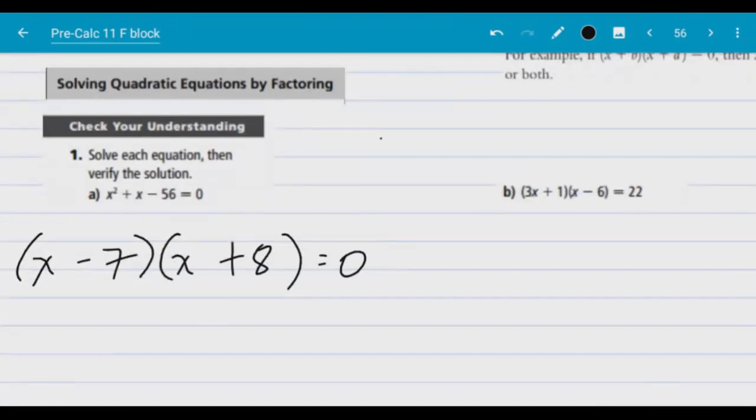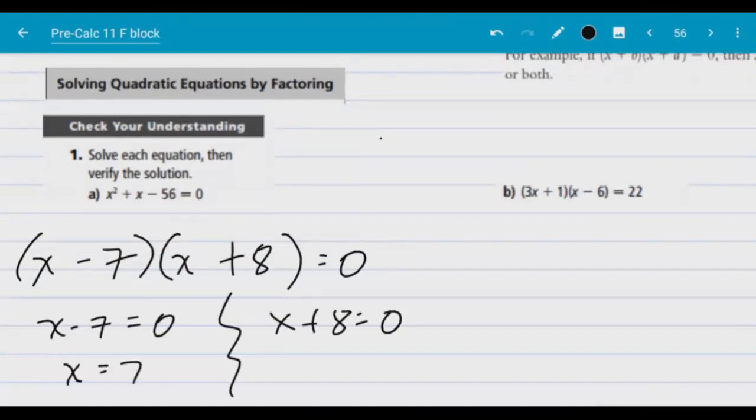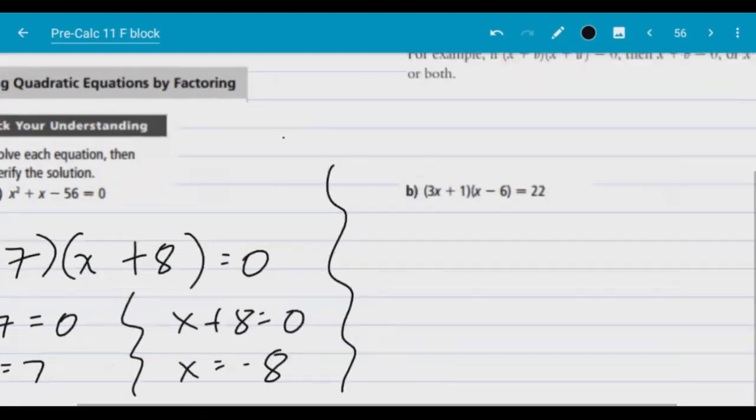According to the zero product property rule, we can split up these two binomials such that we will be making each one of them equal to 0. So what we're going to do is x minus 7 is equal to 0. All right. And x plus 8 is equal to 0. Therefore, x equals 7 and x equals negative 8. Okay. There are your answers. In the interest of time, I'm not going to do the check part. You please do that yourself. All right. Next one, we do this.